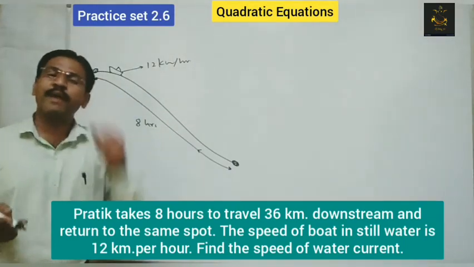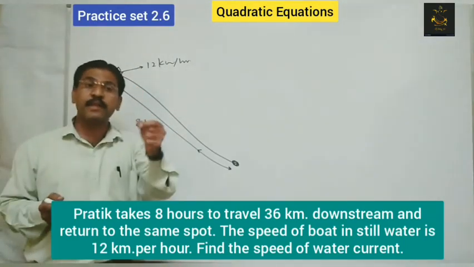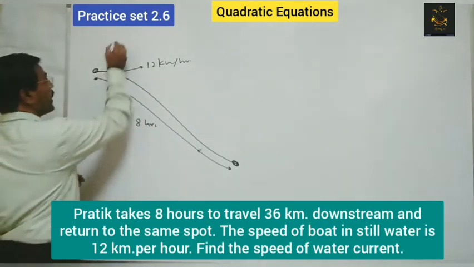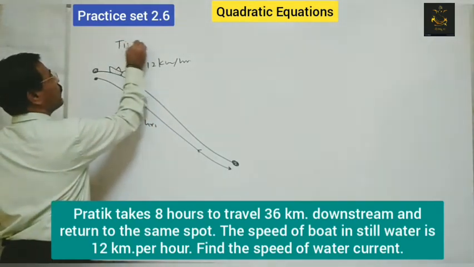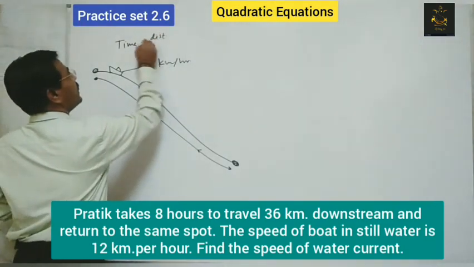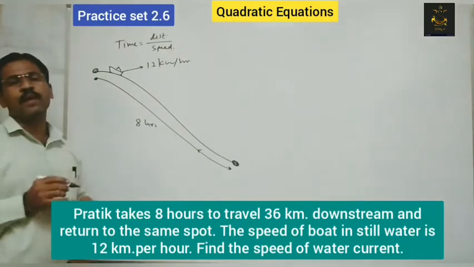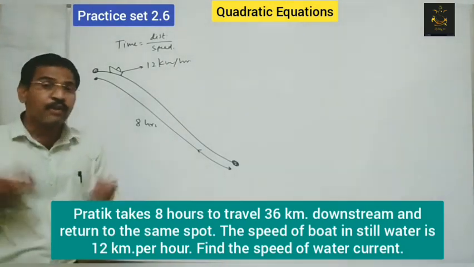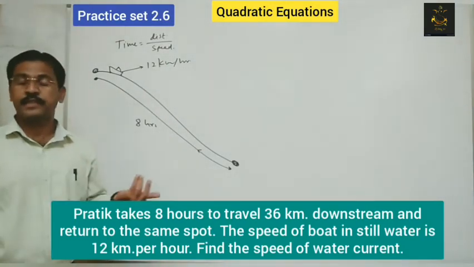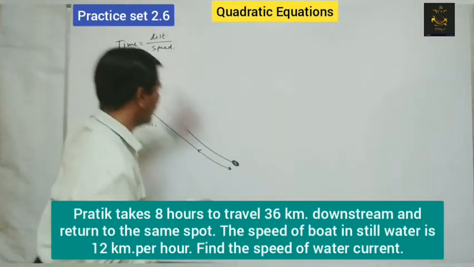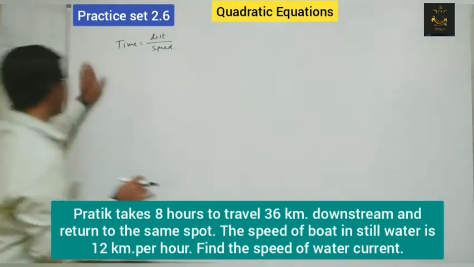We know what the formula of time is? That is nothing but distance upon speed. That is very, very important. I'll write here: the formula of time is equal to distance upon speed. So using this formula we have to find the speed of water current. We'll discuss that. Just look here, it is a very important part.